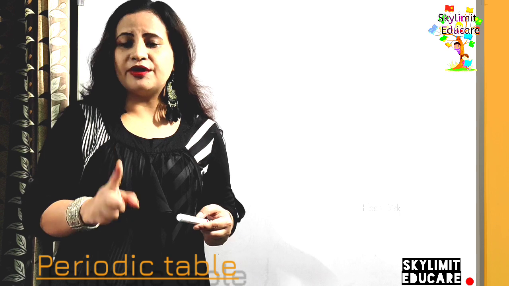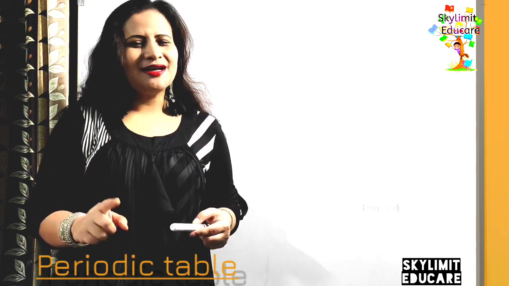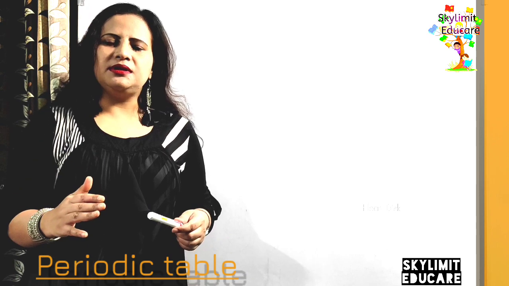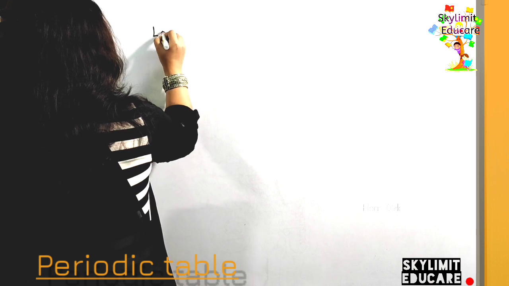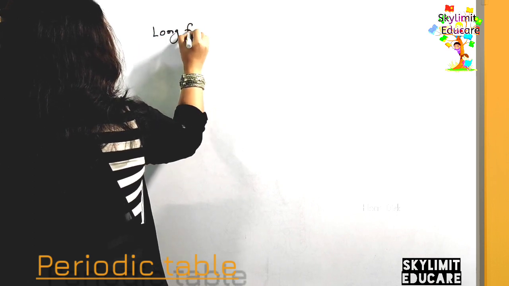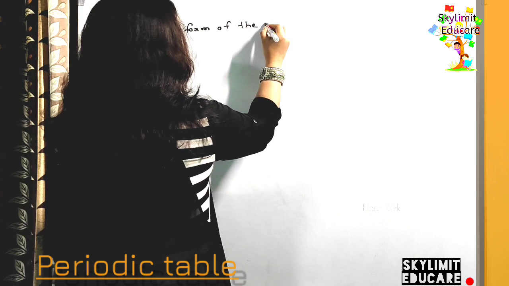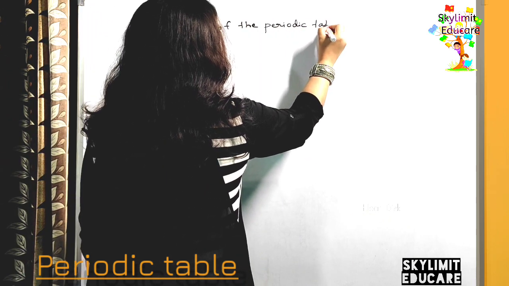You have gone through the previous video on the introduction of the modern periodic table quite well, right? So today we are going to continue further with the topic of the modern periodic table. We know that the modern periodic table is also called what? It's also called the long form of the periodic table.